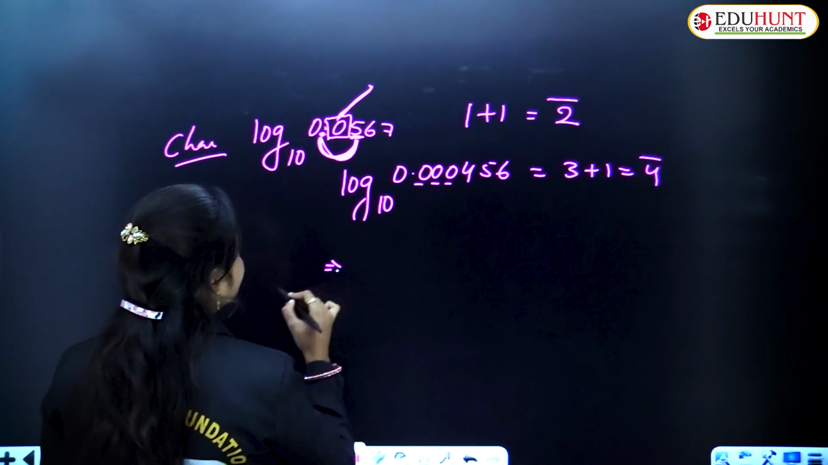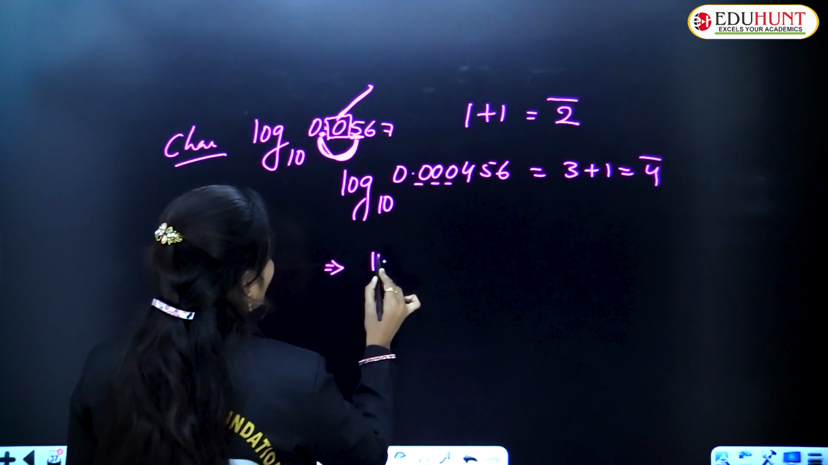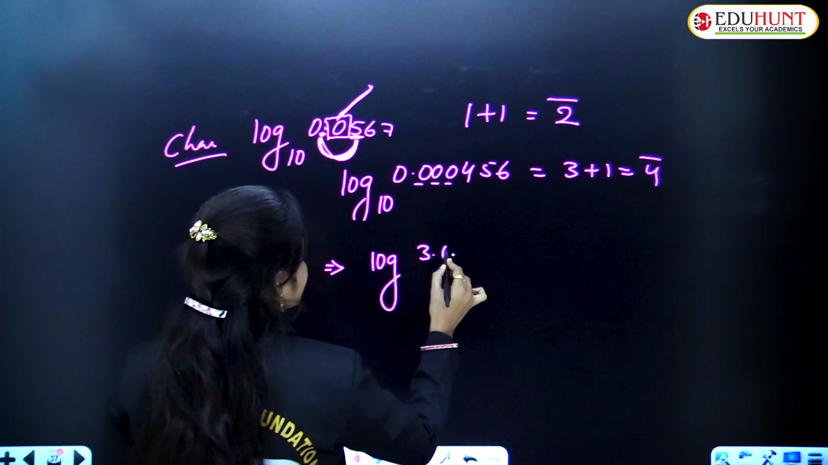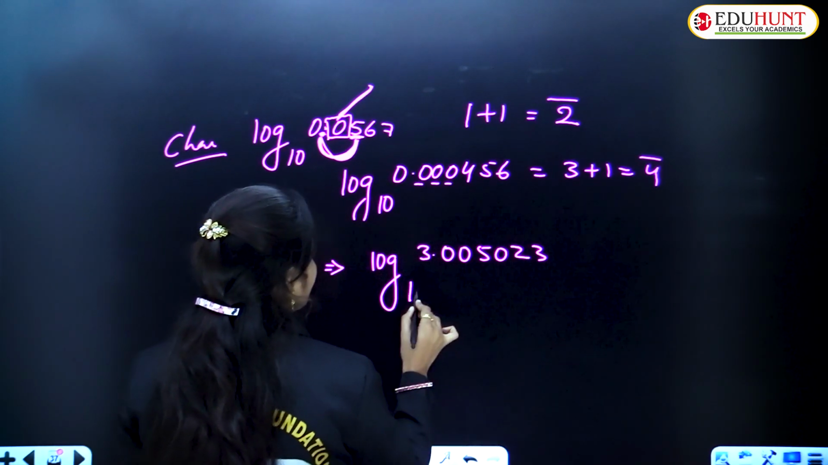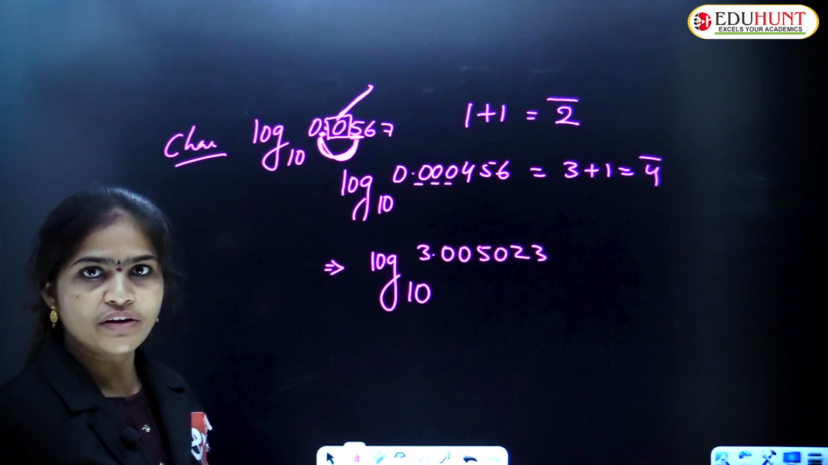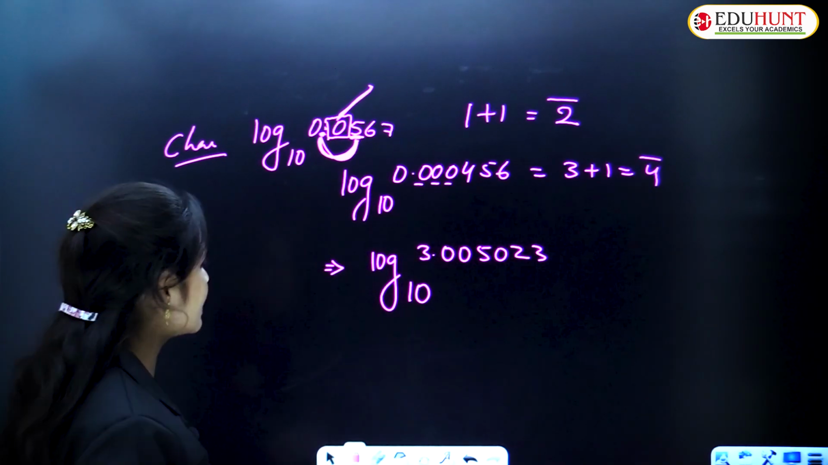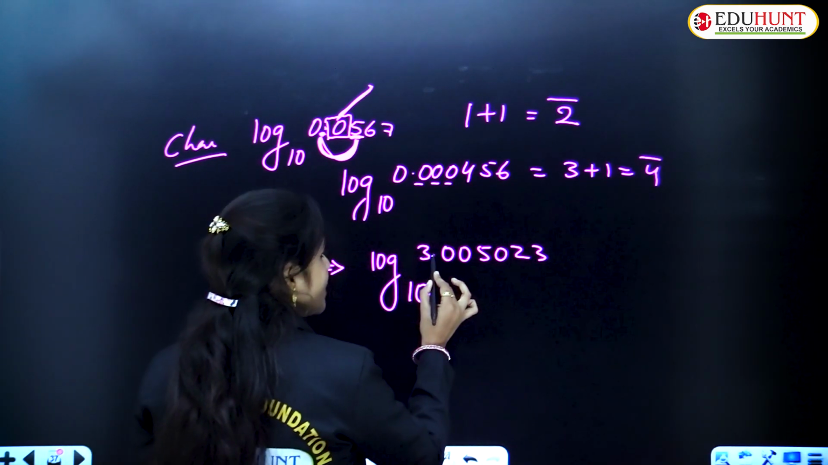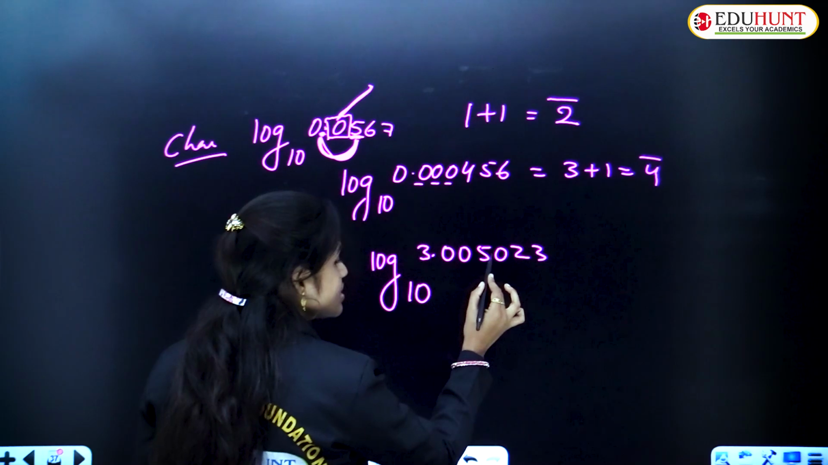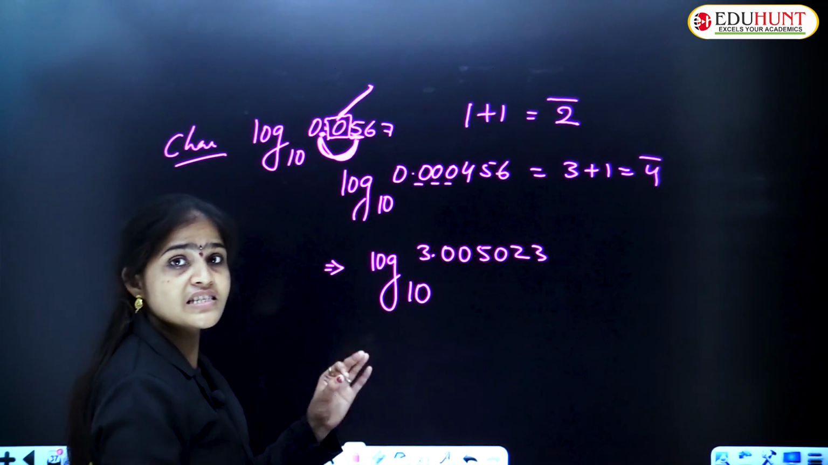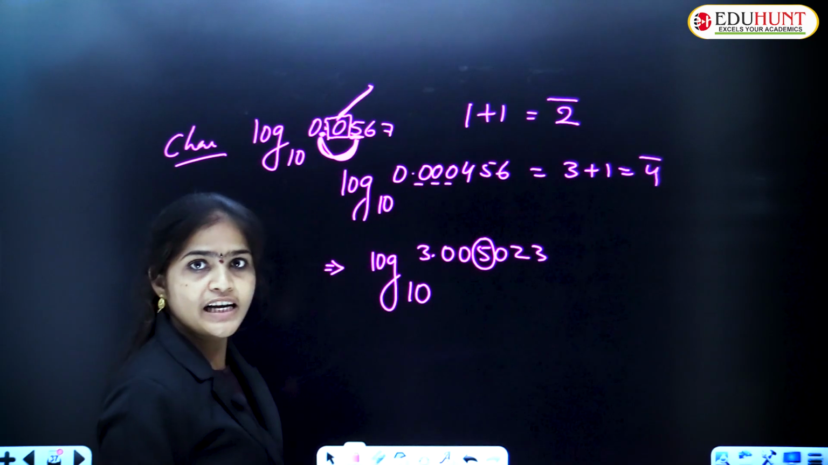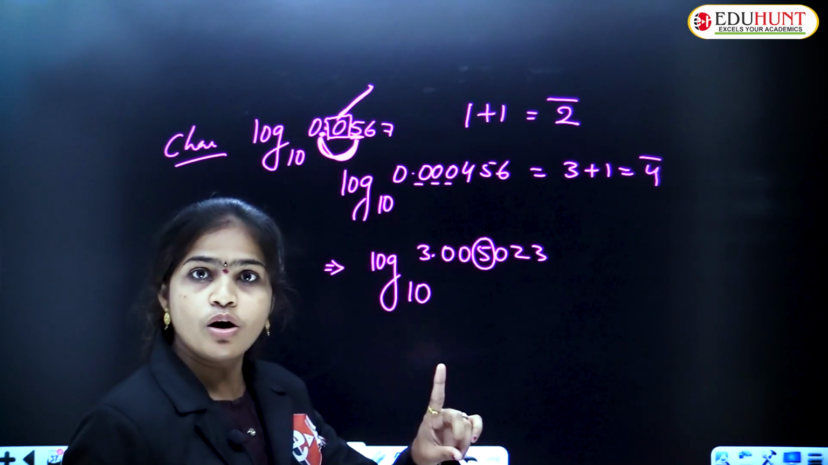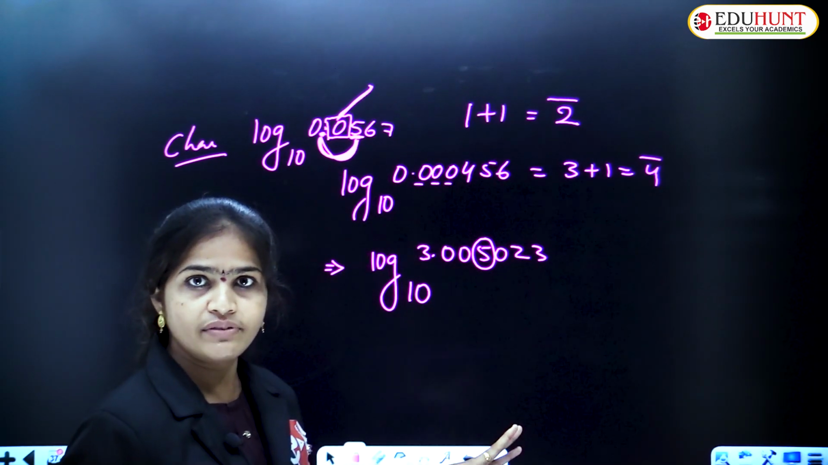Okay, see here, log of 3.00502 to the base 10. Like that, one of the values. So what is the characteristic? Here what I said: after the decimal point, how many zeros are there before that first significant digit? So what is the first significant digit? Significant means 1 to 9. All these digits are significant digits. So already we know that.